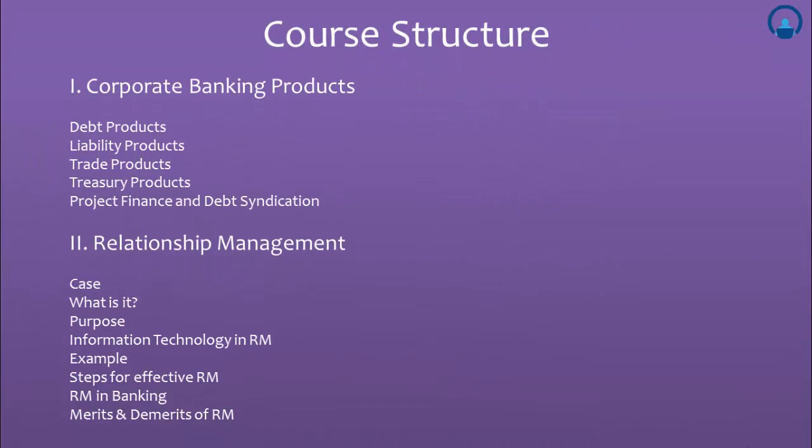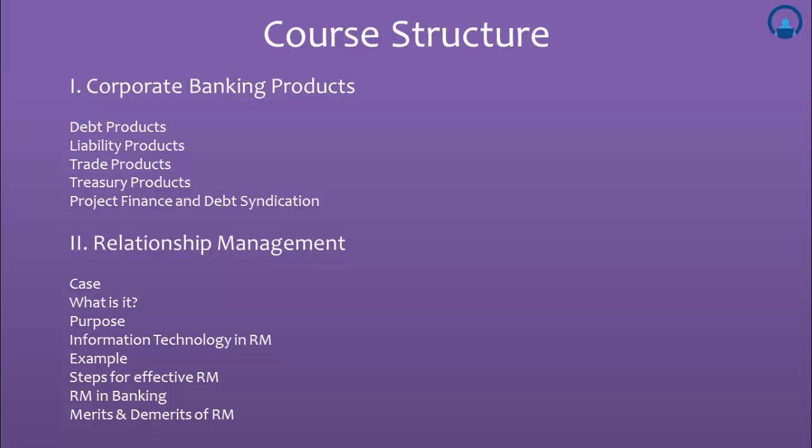As I said, first of all, we have the corporate banking products, that is debt products, liability products, trade products, treasury, and then finally project finance and debt syndication. In debt products, we also have different categories of debt, so we are going to learn this when we start with the concept of debt products, and so follows for liability products. For liability products also we have 3 or 4 different kinds, so we are going to learn them in detail.